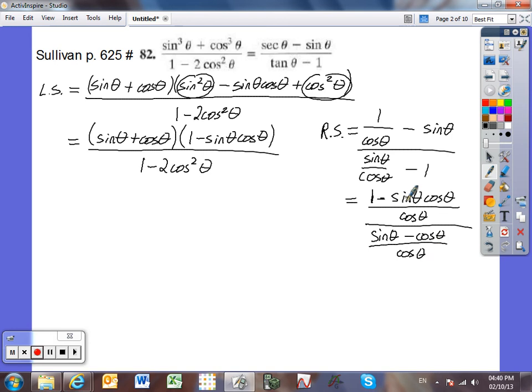You can imagine if I took this fraction and divided it by the reciprocal of this, that my cosines would end up cancelling. So now I've got, well, this is interesting. There's my 1 minus sine theta cosine theta factor. If I could just get a sine theta minus cosine theta into the denominator there. Thinking. I see what to do.